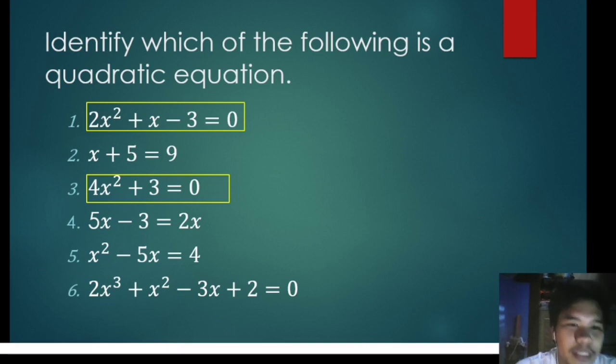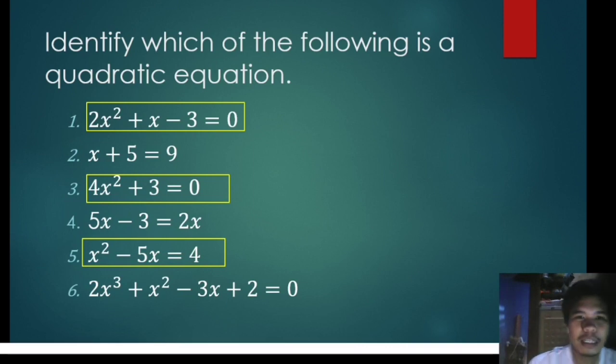Equation number 5 is x squared minus 5x equal to 4. So let us observe. We have here two variables, x squared and x. Here we have the exponent of 2, and here the exponent is 1. And then we have the constant term at the right side of the equation. Now let us observe the highest degree. The highest degree or the highest exponent of this equation is 2. Therefore, we can consider equation number 5 as a quadratic equation since the highest degree is 2.